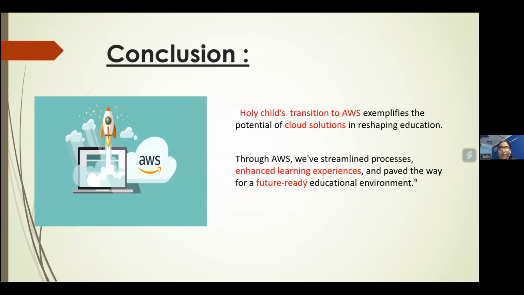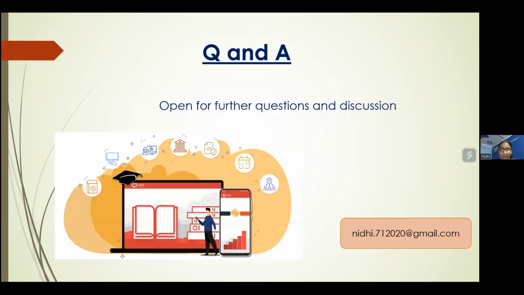So, conclusion: Holy Child's transition to AWS exemplifies the potential of cloud solutions. If a school like Holy Child, which is a normal basic school, can transform itself at a vast scale using cloud solutions, can you imagine if all schools' infrastructures adopt this kind of new technology of cloud computing, how booming education will be nowadays. Because of AWS, education can now be future ready, with a more enhanced experience for the students, for the teachers, as well as for the parents.